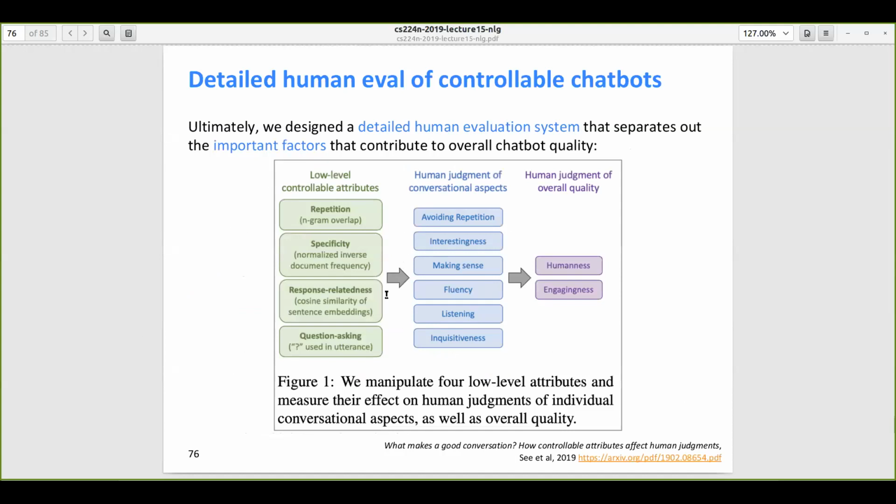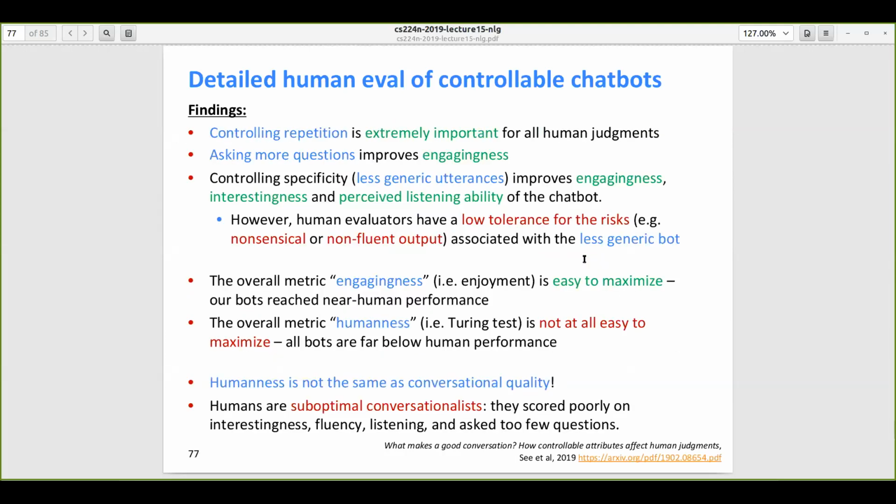So these are some of the metrics. One is humanness. How human did the conversation feel, and how engaging was it? Right now, with the chatbots that we have, it is possible to make them engaging, but it's not really possible to make them human, because if we were able to do that, it means that we are actually passing the Turing test, which is not really possible at the moment. And here's another slide.